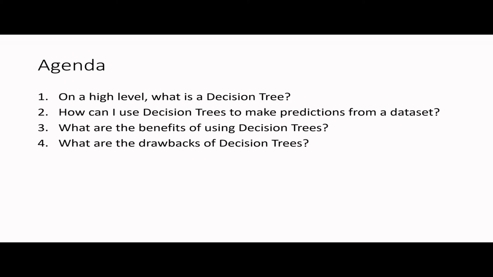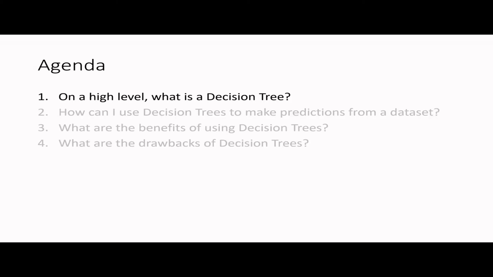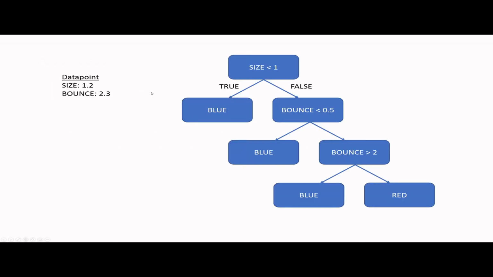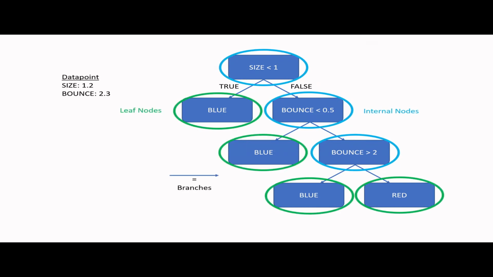Introductions out of the way, let's start with the first question. On a high level, what is a decision tree? The name decision tree accurately describes the underlying structure. Decision trees resemble the tree-like constructs found elsewhere in computer science, comprised of nodes, branches, and leaves.